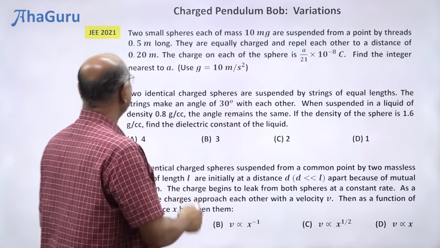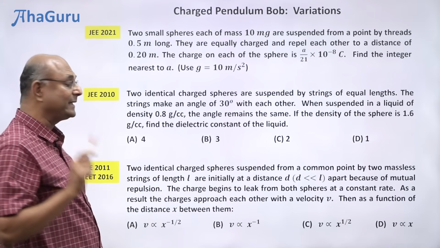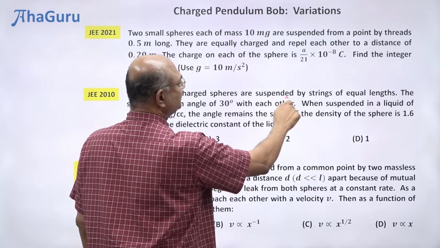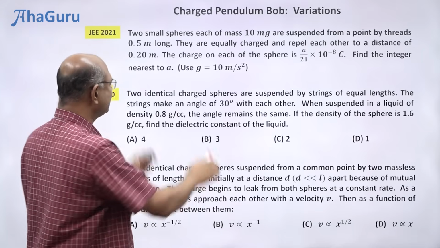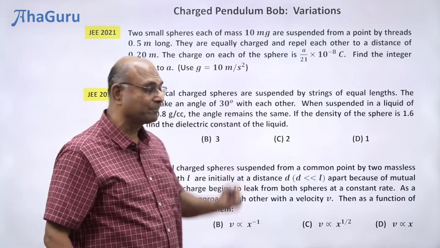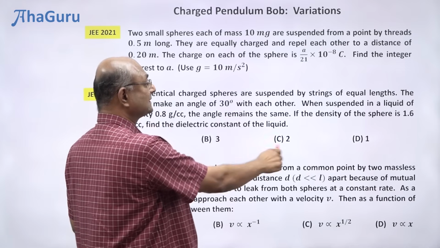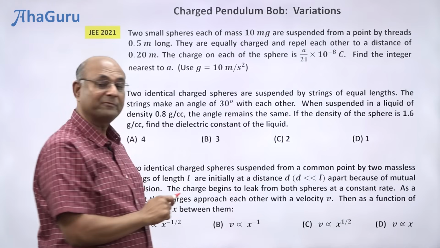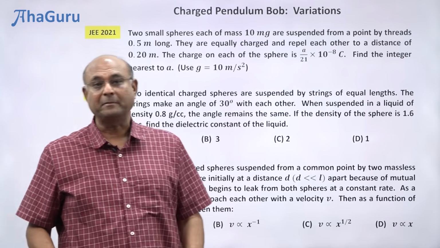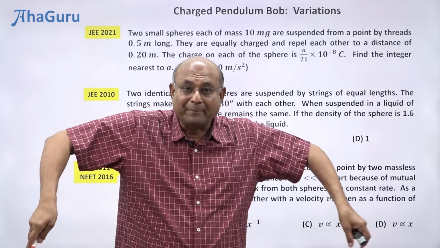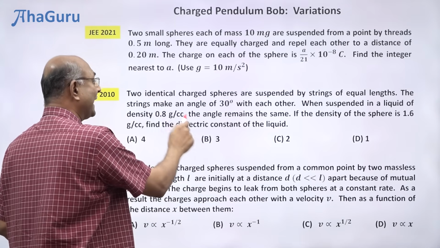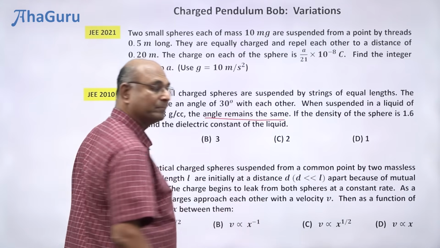But look at this variation that appeared in 2010. Two identical charged spheres are suspended by strings of equal length. Similar kind of a question. The strings make an angle of 30 degrees with each other. When the same thing is suspended in a liquid of density 0.8 grams per cc, the angle remains the same. So in air, they make a particular angle, and you take the whole system and put it inside a liquid, the angle remains the same.